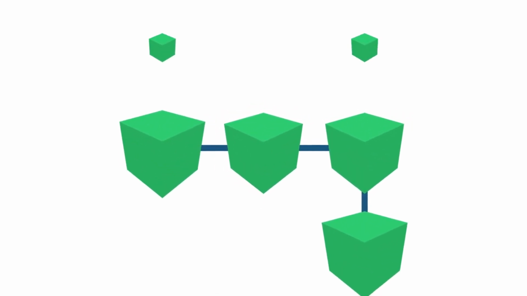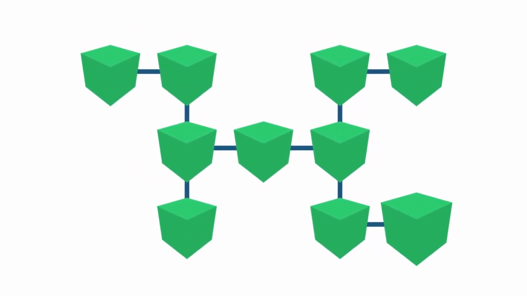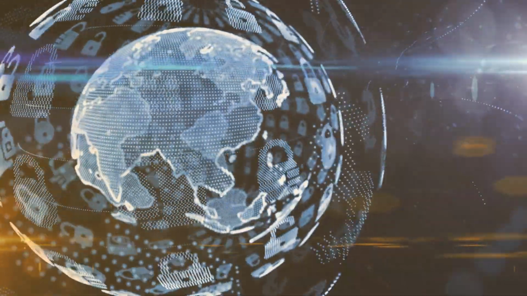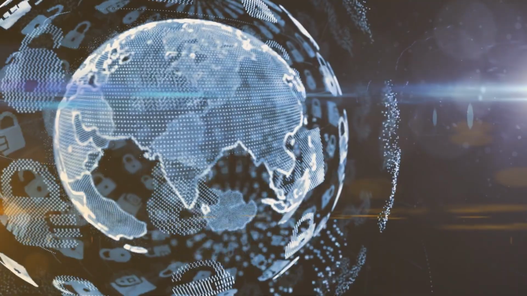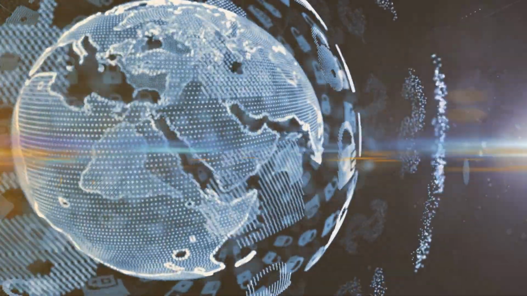Each block in the chain contains a number of transactions, and every time a new transaction occurs on the blockchain, a record of that transaction is added to every participant's ledger. This decentralized nature of blockchain ensures that the data is not stored in any single location, making it highly transparent and secure against fraudulent activities.